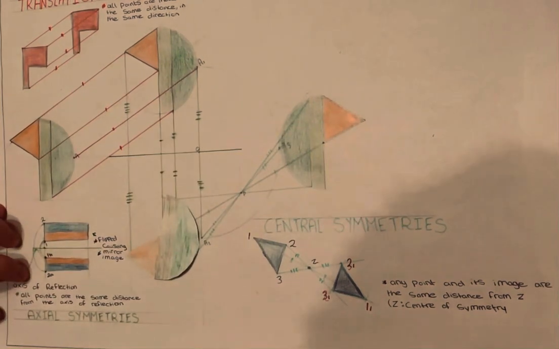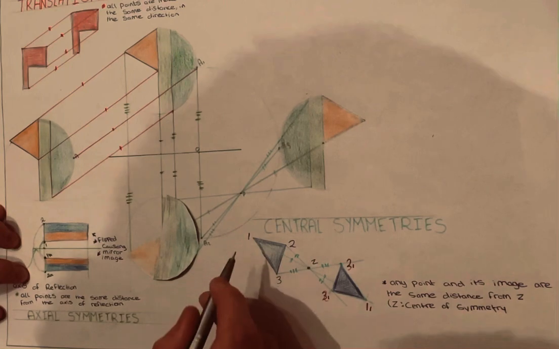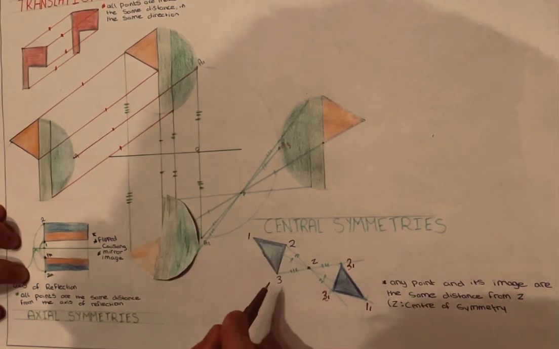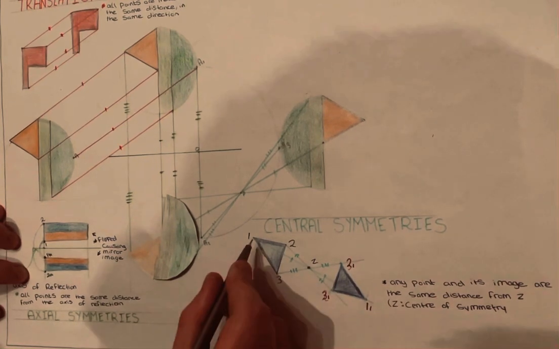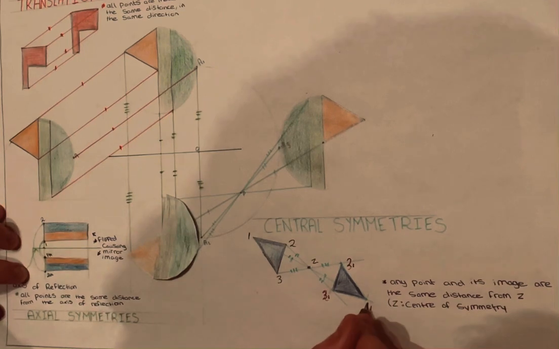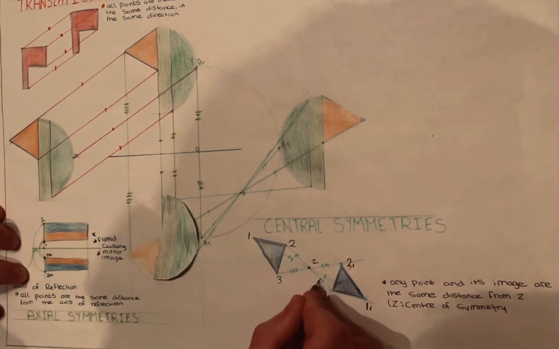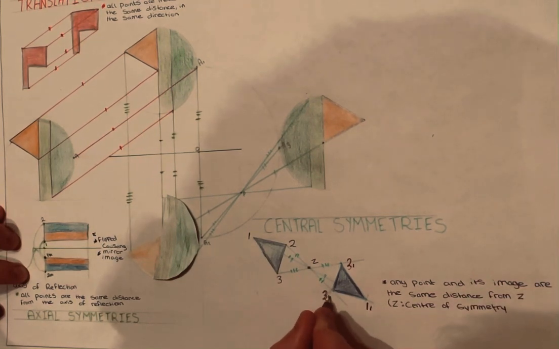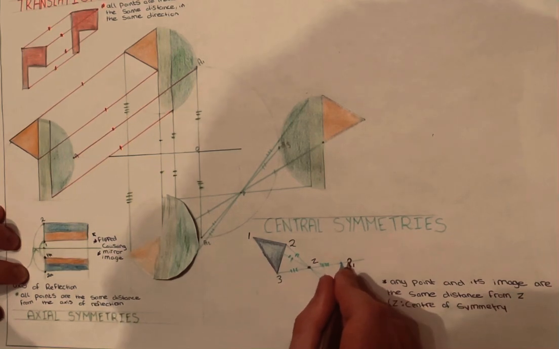We know that in central symmetry, any point and its image are the same distance from Z. Z is our center of symmetry. So here we have an easy rectangle for an example. I label the points 1, 2 and 3. We bring point 1 through point Z and out the other side. We get this distance and we set it at the other side to find 1A. We then do the same to 2 at a new set distance to find 2A, and the same to 3 at a new set distance to find 3A.